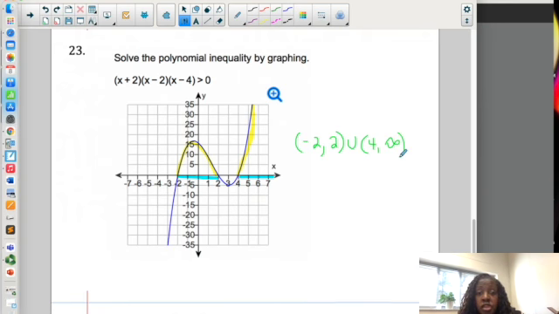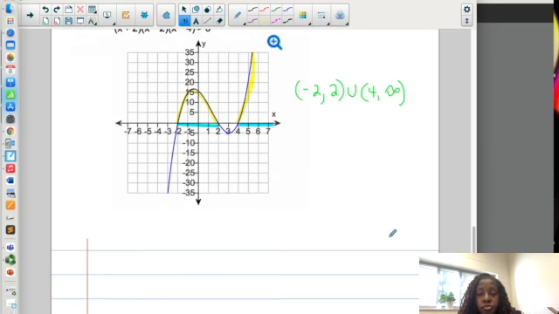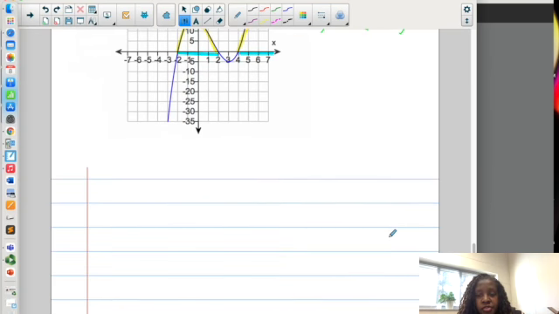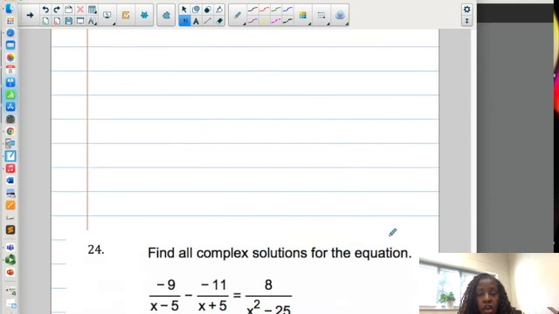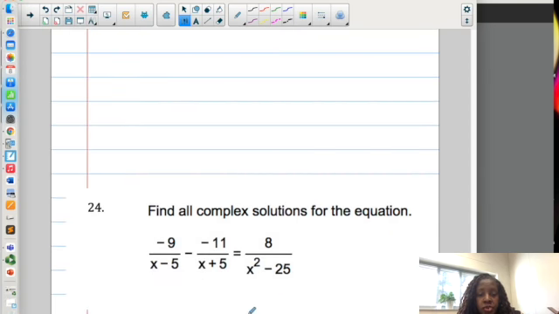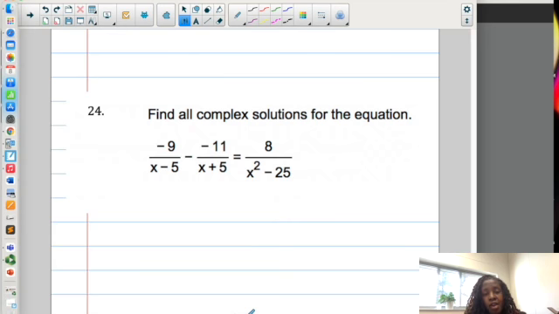This one's a question of, can you see? I hope so. All right, last question. I got an email. Find all complex solutions for this equation. All right, we've got a rational equation here.